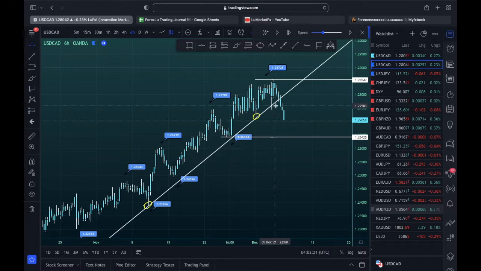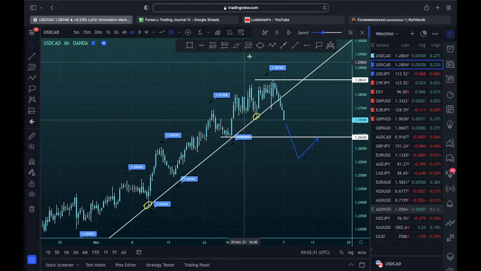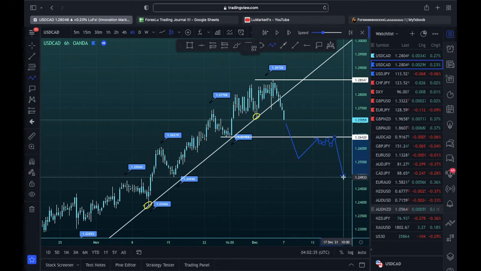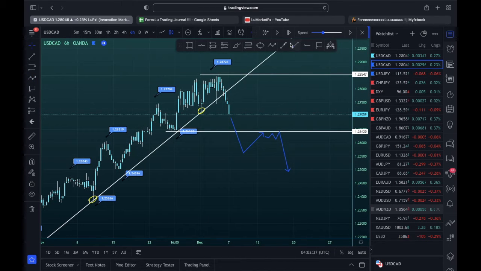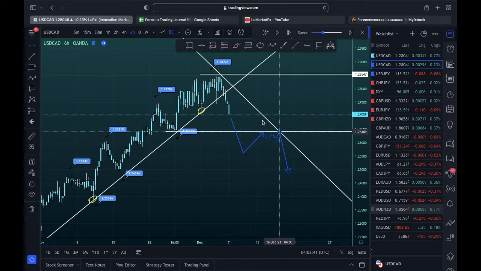I still wouldn't be taking those sells, right? Unless price broke under this, closed under the previous higher low, and then retested it. And once it retests, I'll wait for rejection or something like that to get in. I would also have a trend line set up, something like this, and then this would be the key level.